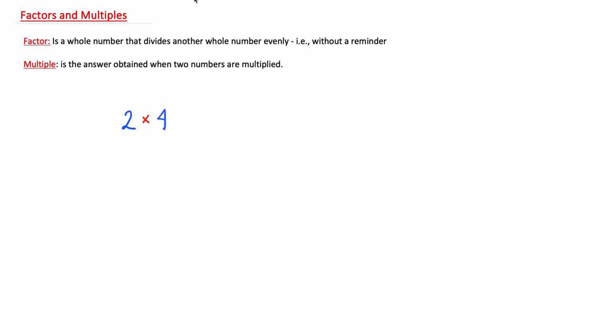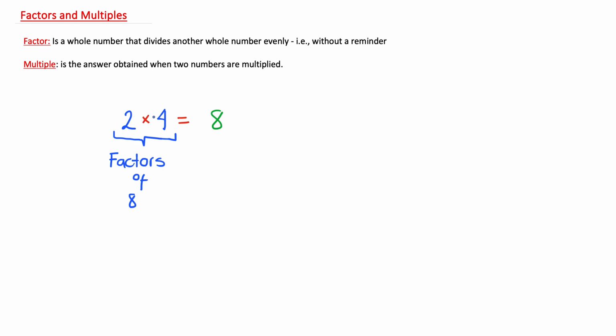Wonderful. So 2 times 4 is equal to what? To 8. Do you agree? Okay. So here, factors and multiples are two sides of the same coin, and I'm going to explain what I mean by that. In this case, the two numbers that are multiplying, 2 and 4, these are the factors of 8. Okay, these are two factors of 8.